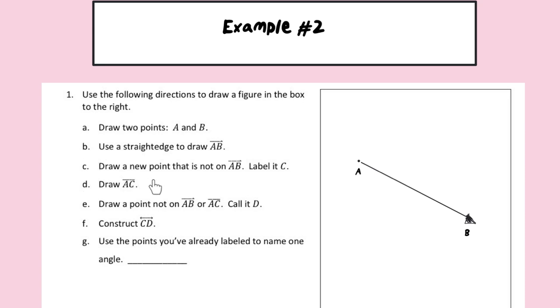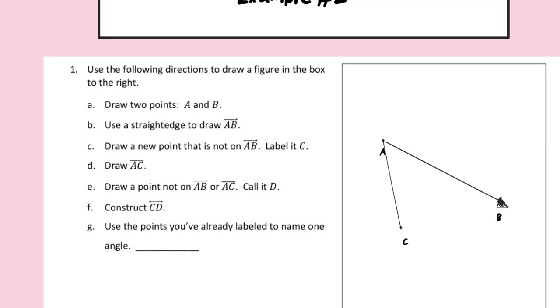Part C tells us to draw a new point that is not located on ray AB and label it C. So here's point C, not located on ray AB. Part D tells us to draw line segment AC. We know this is saying line segment because there are no arrows on either side of this. So here we have our line segment AC. It's not perfect as I have a little bit of line here, but it is supposed to end right there.